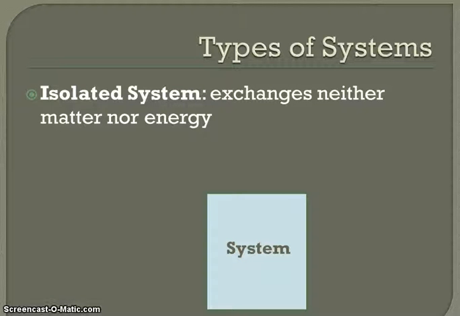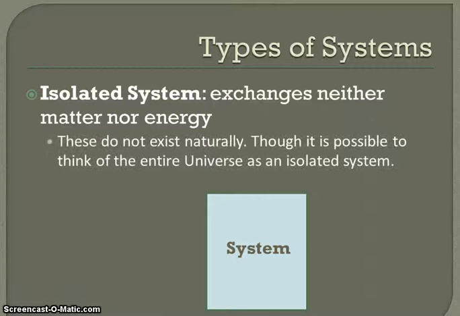An isolated system is the only type of system that has no inputs or outputs. You probably can't think of an example because they don't exist. The only thing that would be considered an isolated system would be the universe as a whole.